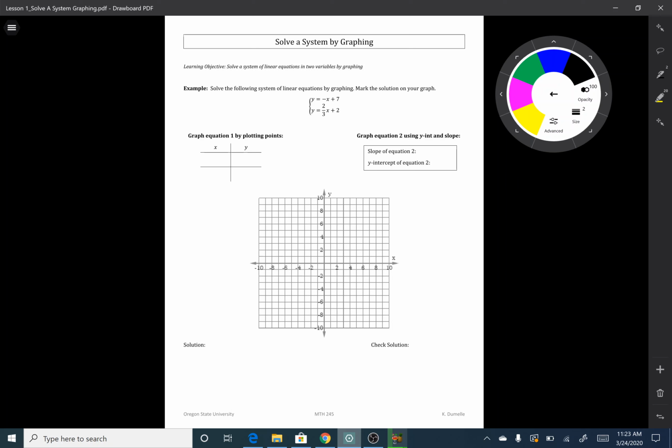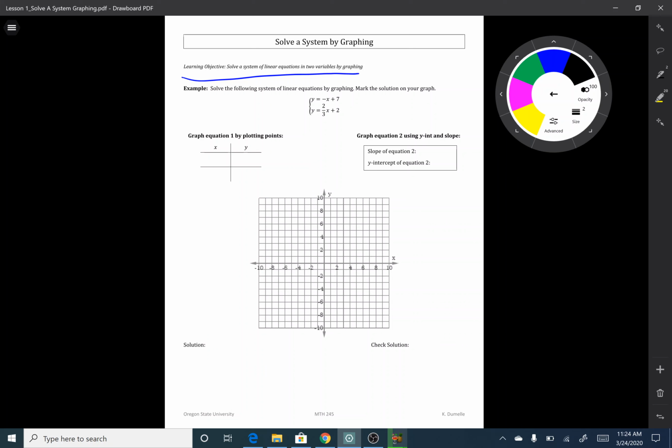So here is lesson 1. We want to solve a system of linear equations by graphing. Our learning objective here is to solve a system of linear equations in two variables by graphing. That's what we are doing in this lesson. So our first example is we want to solve the following system of linear equations by graphing, and we want to mark the solution on our graph.